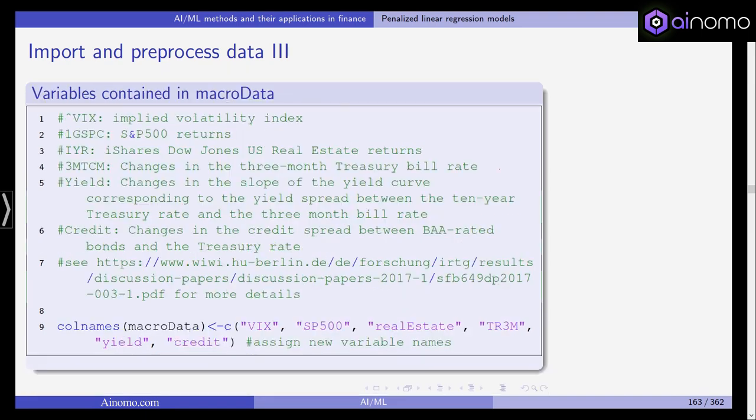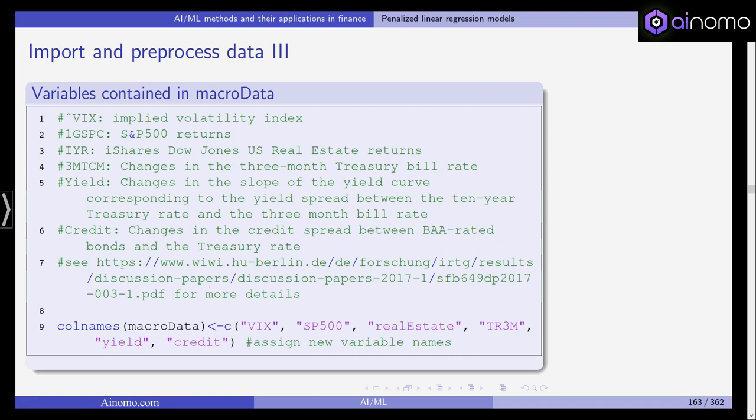Now, the variables that are contained in macro data in this object have variable names that are not too practical. For example, head VIX, 1 GSPC, these are the S&P 500 returns, 3M TCM are the changes in the 3-month Treasury bill rate, and we'll rename some of these variables. For example, instead of pound head VIX, we'll simply call it VIX. Instead of 1 GSPC, we'll call it SP 500, so this is more intuitive than the previous names. And this is what we'll do in line 9.